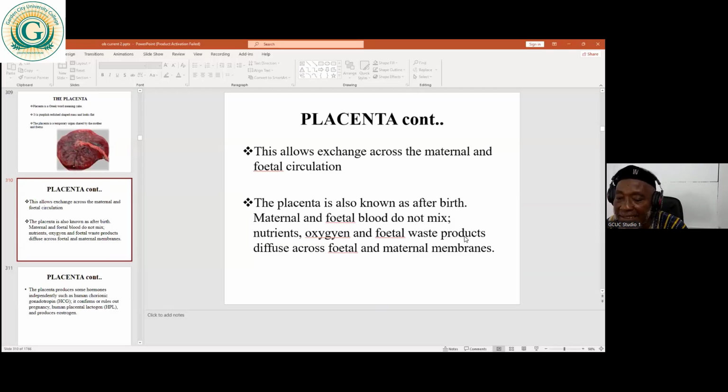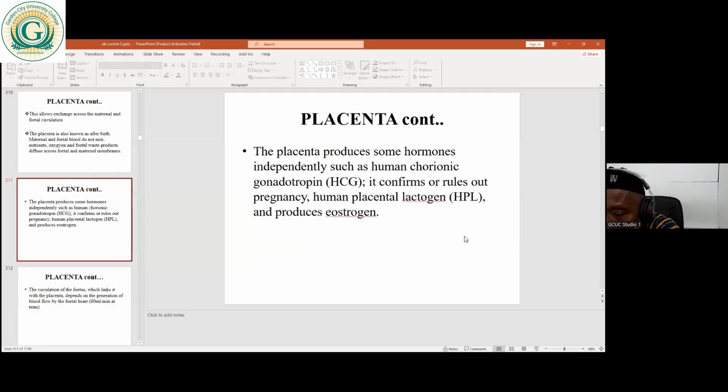Maternal and fetal blood do not mix. You shouldn't have the idea that because the baby is in utero, the blood of the mother and the baby is mixing. No, they don't mix at all. Nutrients, oxygen, and fetal waste diffuse across the fetal and maternal sides. So this placenta has some functions. We have talked about them.